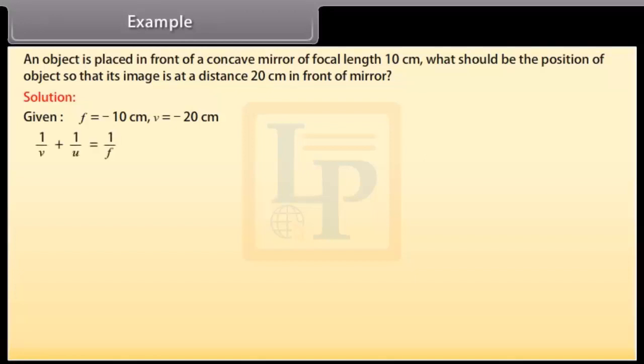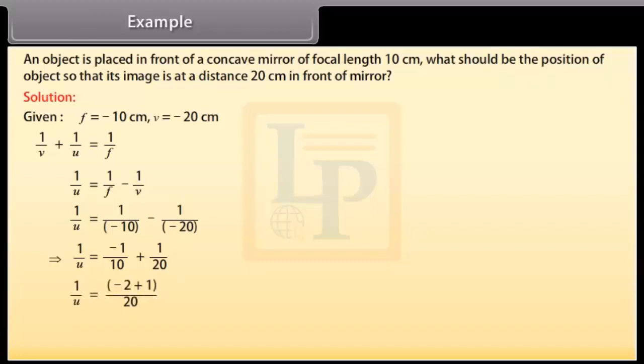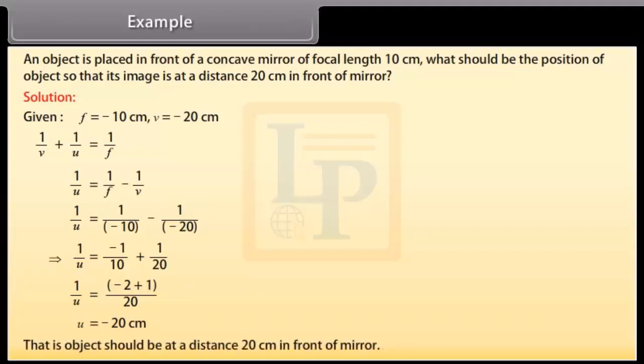1 by v plus 1 by u is equal to 1 by f. 1 by u is equal to 1 by f minus 1 by v. 1 by u is equal to 1 by minus 10 minus 1 by minus 20. It implies 1 by u is equal to minus 1 by 10 plus 1 by 20. 1 by u is equal to minus 2 plus 1 by 20. u is equal to minus 20 centimeters. That is, the object should be at a distance of 20 centimeters in front of the mirror.